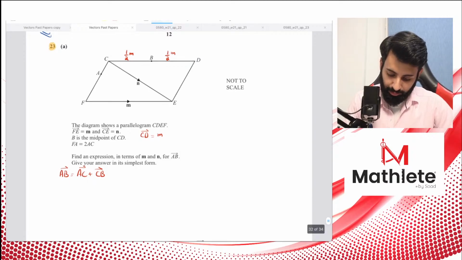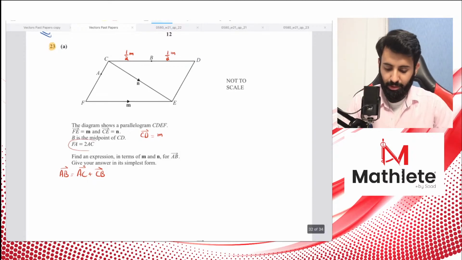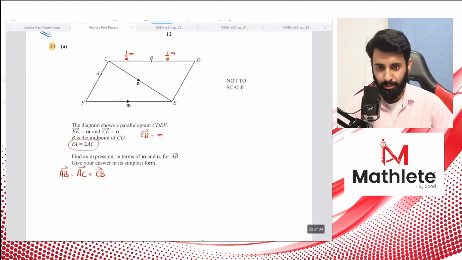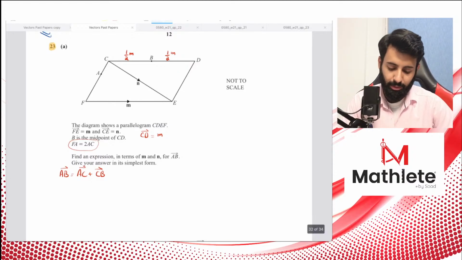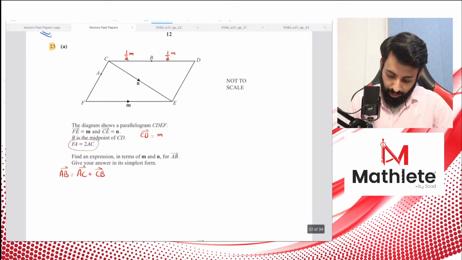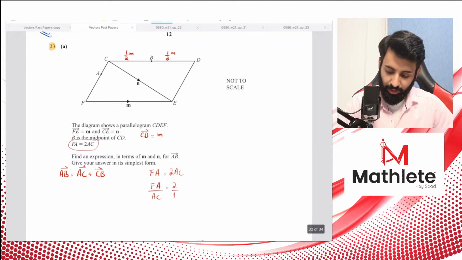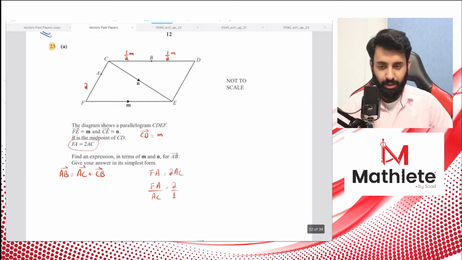Now here's a problem. The problem is we don't know what AC is equal to. Yes, we do know that FA is twice of AC. That means they're in the ratio 1:2. But still we don't know what FA or AC is equal to. So we're going to have to find out CF. Let's write it like this: FA over AC, or in the ratio 2:1. That means FA is 2 parts and AC is 1 part.